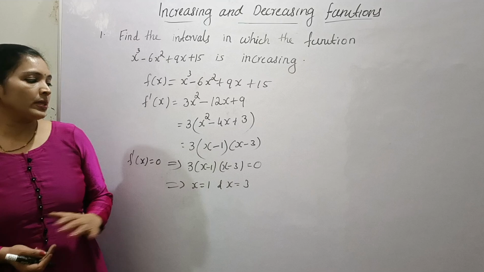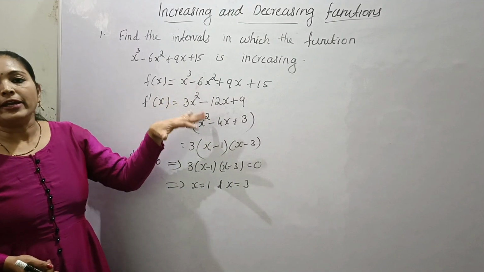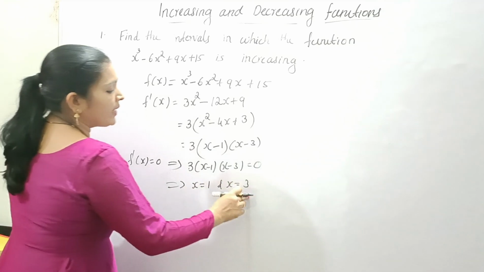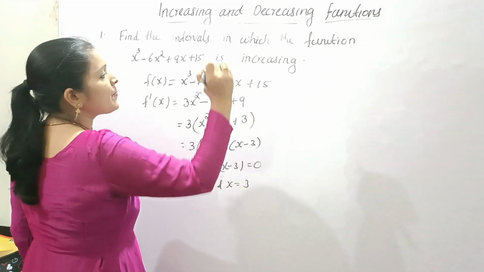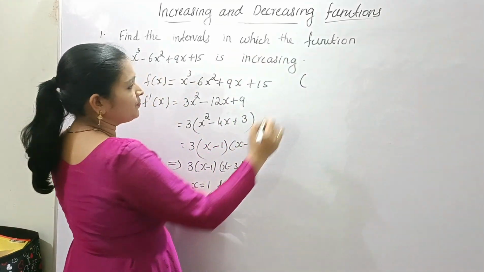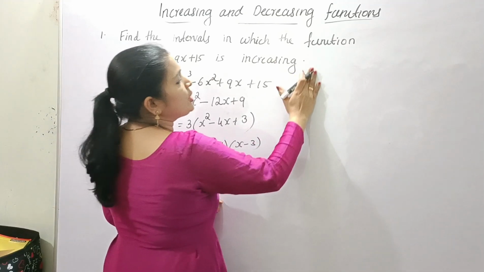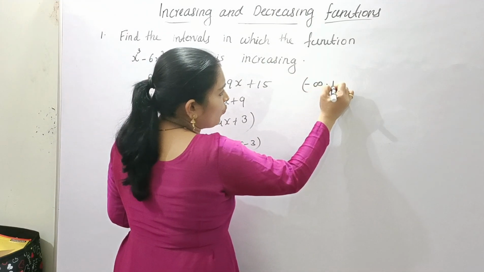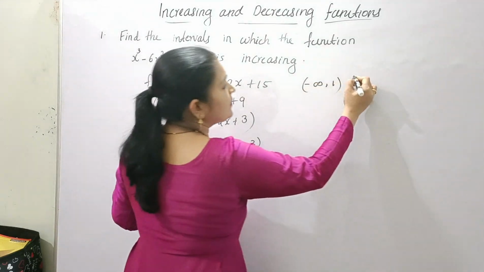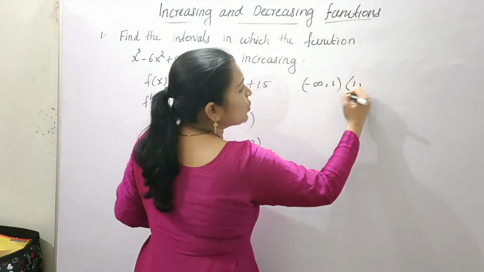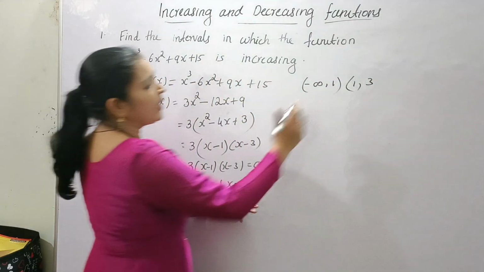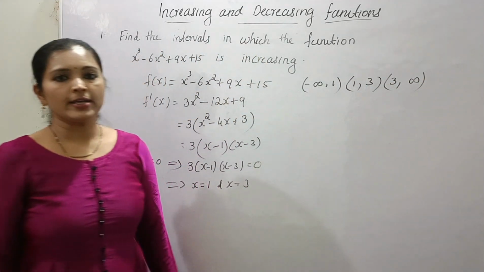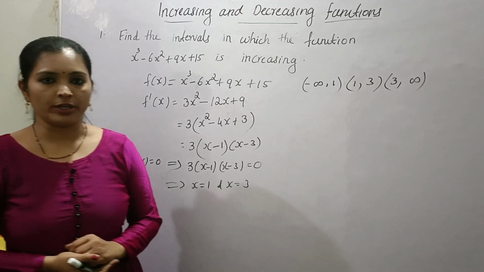Now here we divide this domain R into intervals using 1 and 3. So what are the intervals? Here minus infinity to infinity, that is the domain, okay? So minus infinity to 1, then 1 to 3, then 3 to infinity, okay? So we have got 3 intervals.